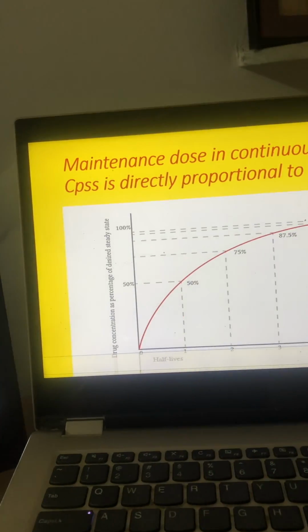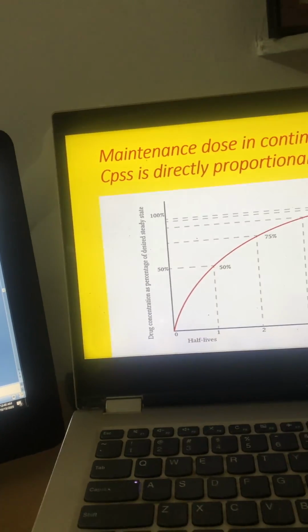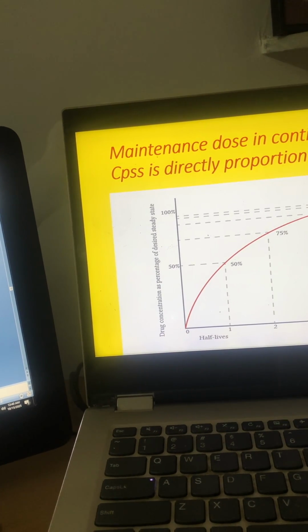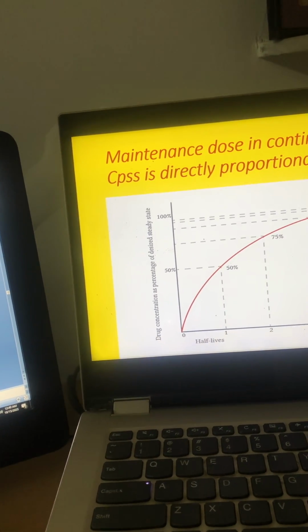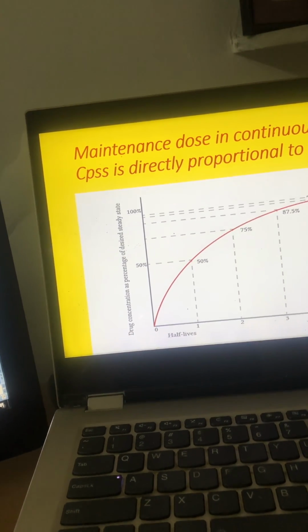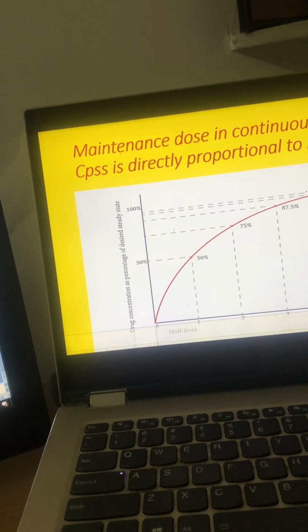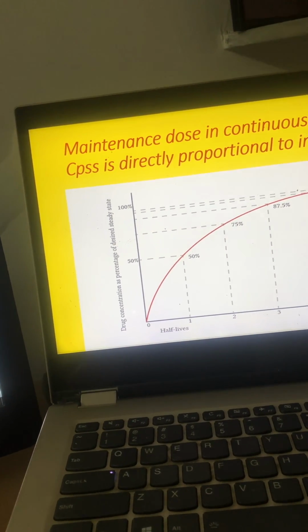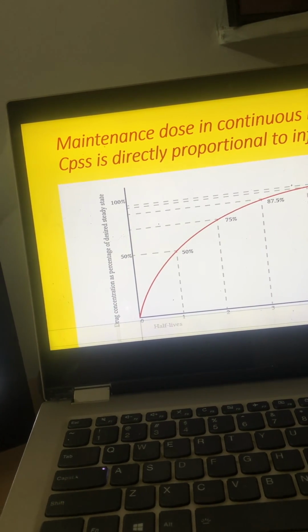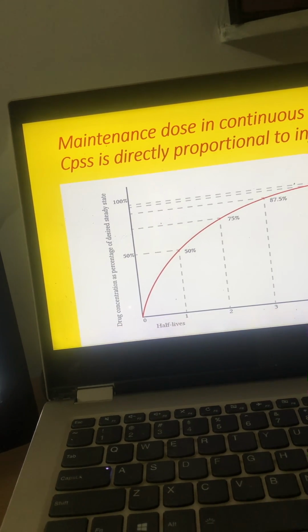Then maintenance dose in continuous infusion, your steady state concentration is directly proportional to infusion rate. When a drug is administered at constant rate, the plasma concentration of a drug rises and a state is achieved at which rate of administration is exactly equal to rate of elimination. This is called steady state plasma concentration. Example, heparin, insulin, pantoprazole, crystalloid infusions. With only maintenance dose without initial high dose, it would take a long time for the amount of drug to reach that level.